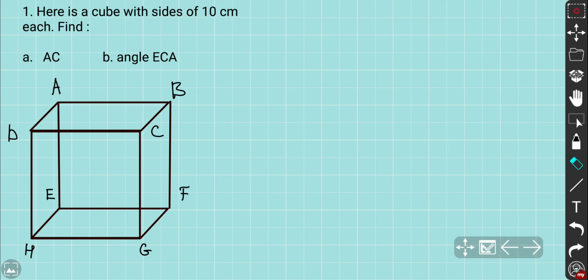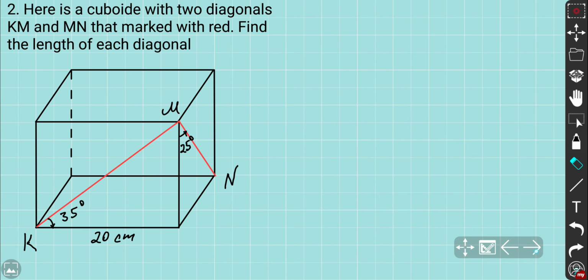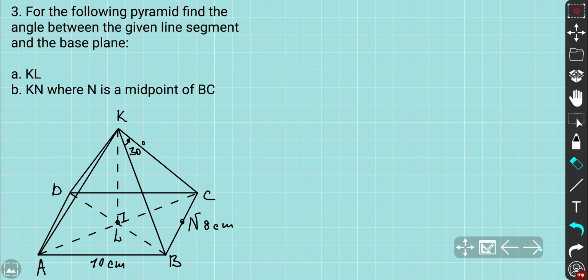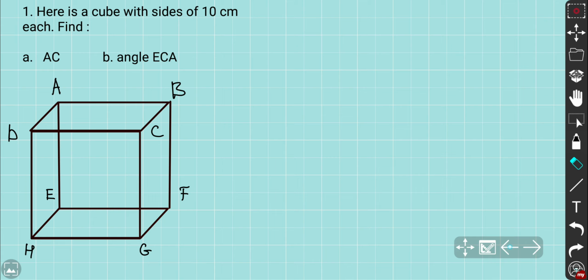Alright, so that's the revision, and we're going to go through 3 problems. That's problem 1. You can take a print screen, make a screenshot, and then try by your own. After that, we go through the explanation. So that's problem 1. This is problem 2. And the last, problem 3, concerning pyramids. Make sure you're familiar with all those shapes, and we're going to start right now.